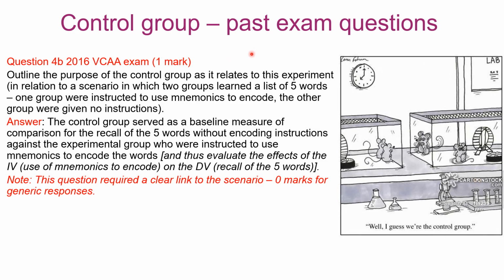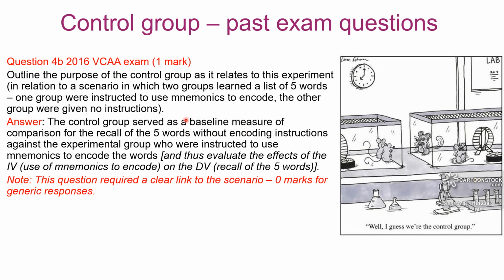Another retro question, this one's asking about the purpose of a control group as it relates to an experiment where they're using mnemonics to see how that will enhance the recall of 5 words. Because it was only a 1 marker, I think students were lulled into thinking a generic response would cut it, but no, we needed to clearly link the response to the scenario.